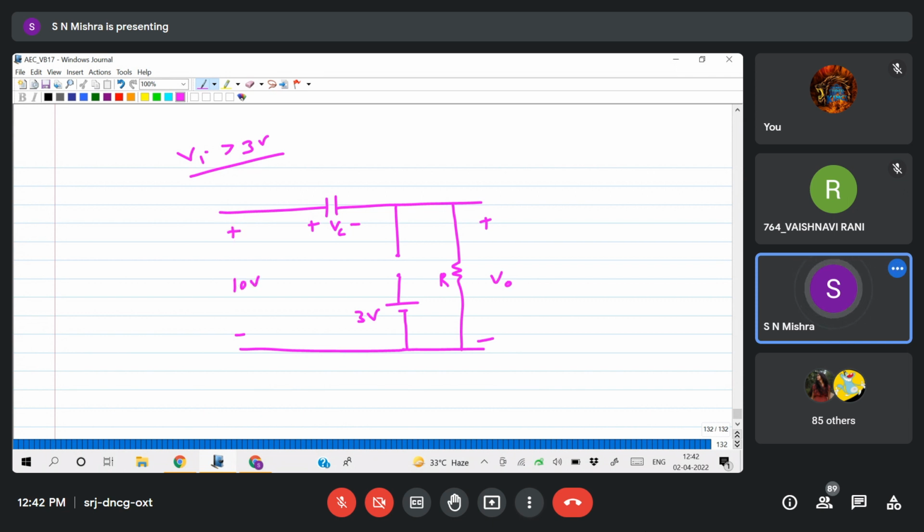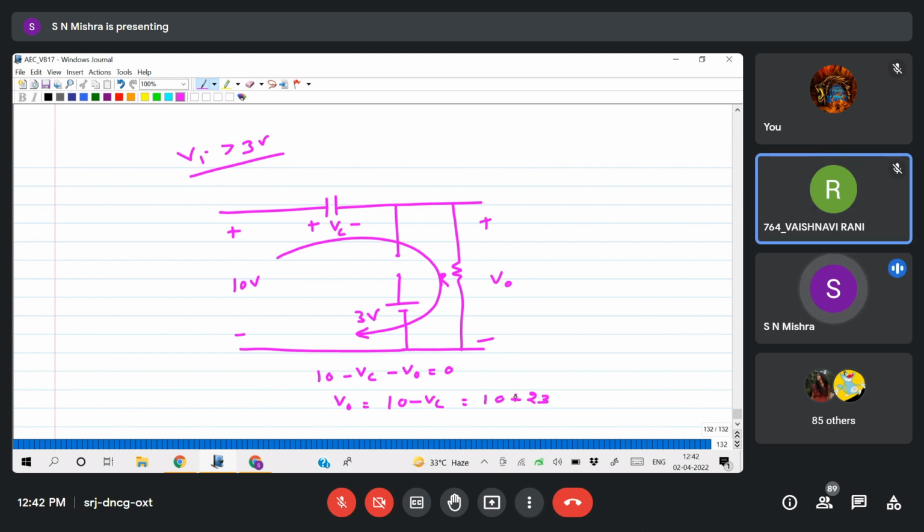Is it understood? Yes. Then apply KVL, minus Vi, that is 10, minus Vc minus V naught equals to 0, V naught equals to 10 minus Vc. Vc was how much? Minus 23. Minus of minus 23, that is plus 23, is 33 volt.